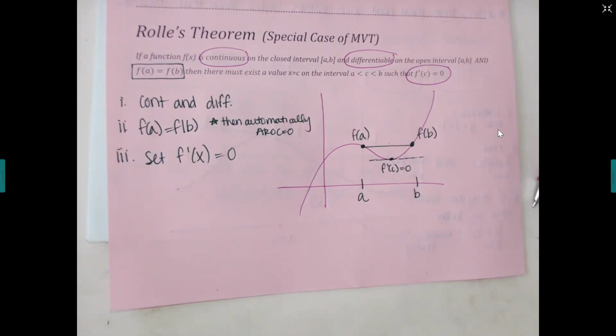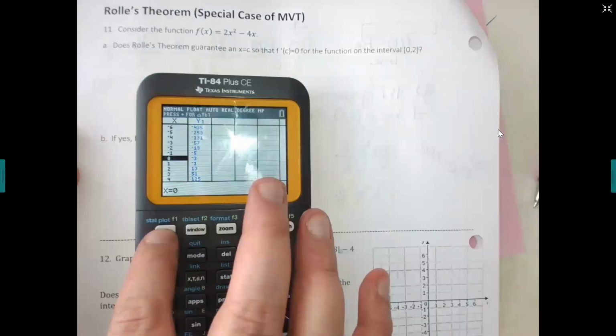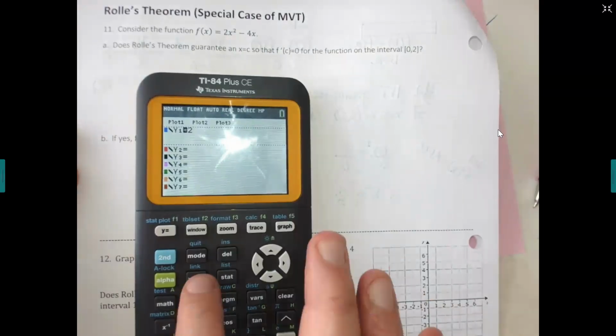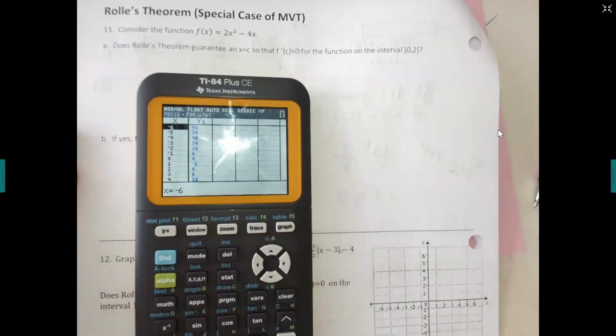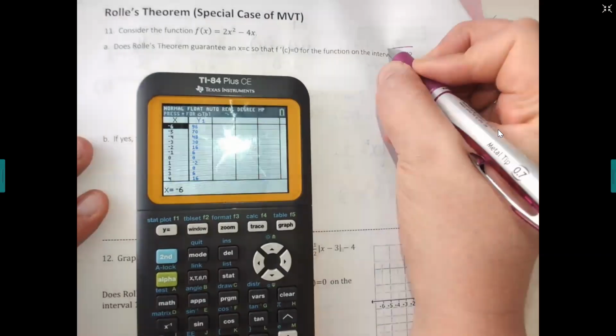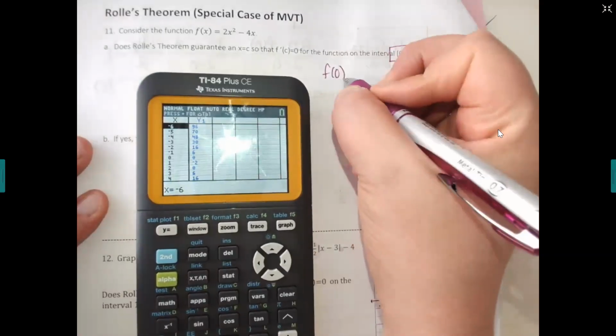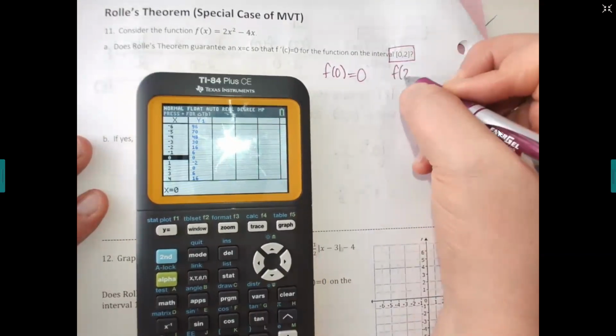Let's do number 11. Can you type that into your calculator for me, please? Okay, we could find these by hand, but we just don't want to. So y equals 2x squared minus 4x. Then I'm going to go into my table and look up the y values for 0 and 2. What is the y value for 0? Okay, it is 0. And what is the y value for 2?